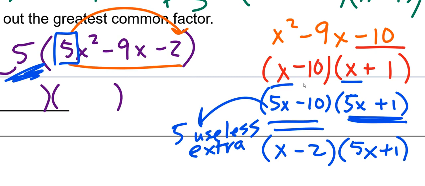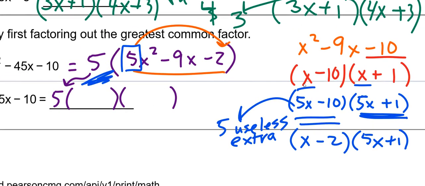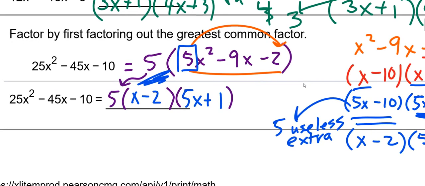These are the two factors that are going to be written over here. Now, it doesn't matter in what order they're written in, as long as you have one of each. But that's my final answer, my final factored form answer.